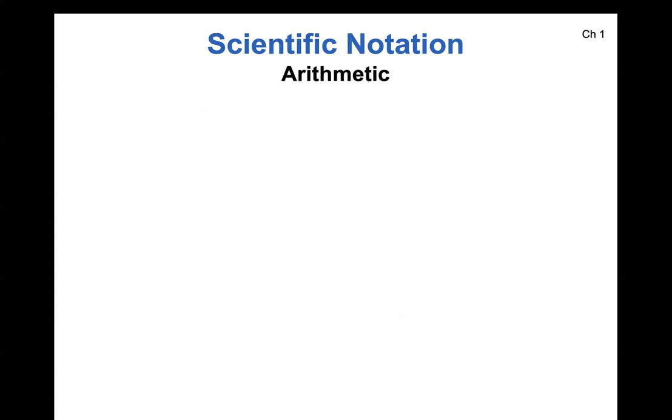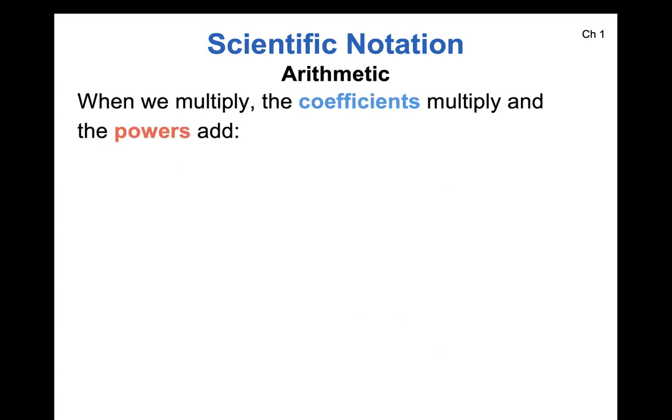Now, how do we do arithmetic with scientific notation? Well, this is actually one of the most common mistakes I see on students' work, is that they make a mistake with this step. So with that in mind, pay attention, because you want to avoid that mistake if you can. When we multiply, the coefficients multiply and the powers add. So this is because of something called the law of exponents, which you might remember from a math class. It's fine if you don't.